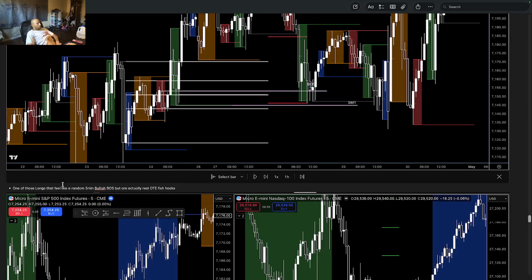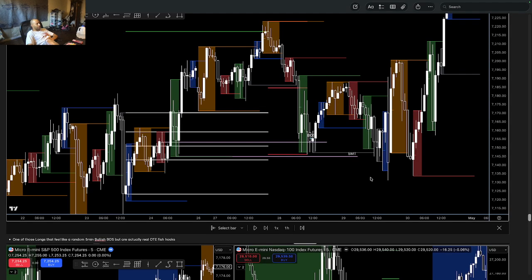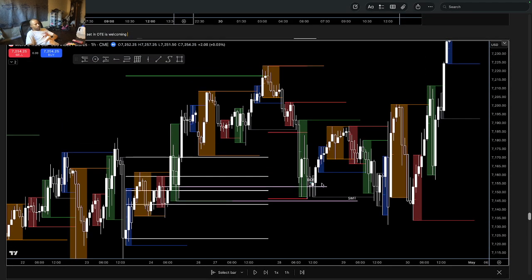One of those longs that feel like random 5 minute bullish breaker structure but are actually real OTE. Yeah, this is a fish hook. You think it's a random 5 minute breaker structure. You're never gonna have a bullish 5 minute breaker structure just in a random location below recent lows and recent highs. You just gotta zoom out and realize there is more data.